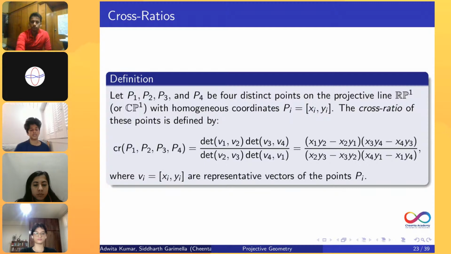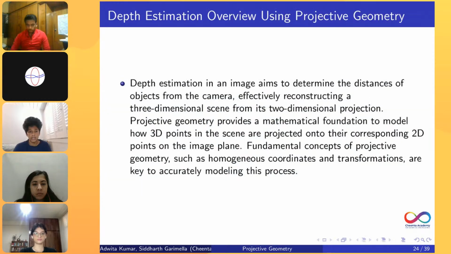Okay, cross ratios. Let P1, P2, P3, and P4 be four distinct points on the projective line RP^1 or CP^1 with homogeneous coordinates Pi = [xi : yi]. The cross ratio of these points is defined as shown, where vi = (xi, yi) are representative vectors of the points Pi.